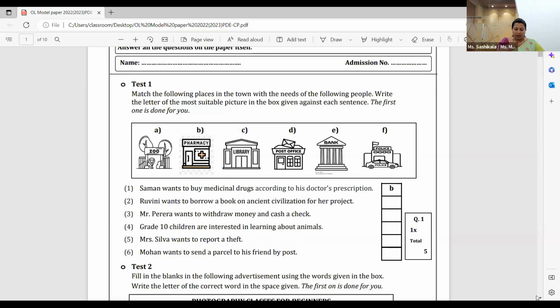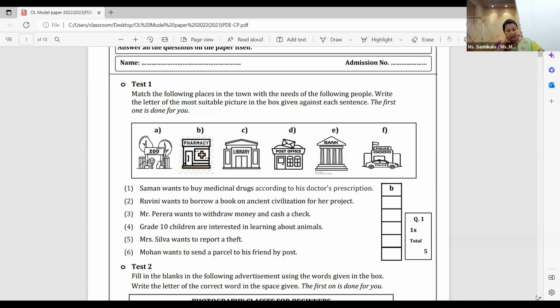Right, okay. Let us see the answers for the first question. First is already done, B. Second, Ravi wants to buy a book on ancient civilization for her project. It is C, library. You borrow books from the library. Then Mr. Pereira wants to withdraw money and cash the check. It's E, bank. You go to the bank and withdraw money and do all your monetary transactions from a bank.